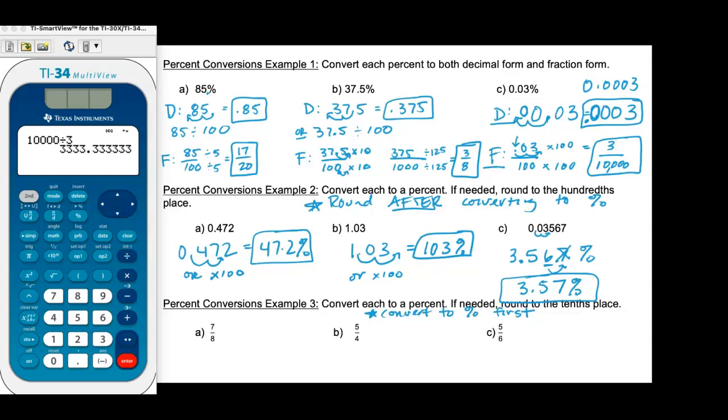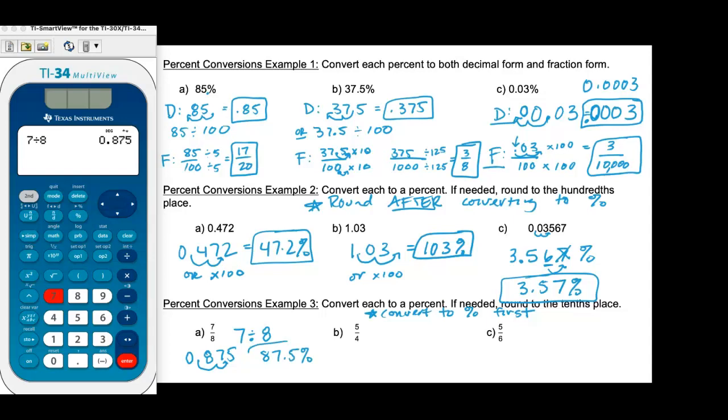7/8, what I'm going to do is I'm going to take 7 divided by 8. And we're going to use a calculator for that. So I'm going to come over here, 7 divided by 8. Okay, and then I get a decimal. So I've got 0.875. And then step 2 is to either multiply by 100 or move the decimal to the right 2 places. So 1, 2, and you get 87.5%.